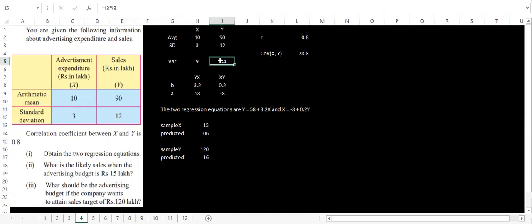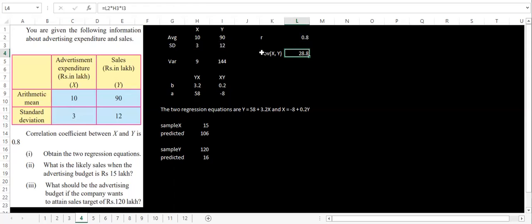And again recall that for R, the correlation coefficient, there's an alternate formula. It is the covariance of xy divided by the product of the two standard deviations. So to find the covariance, you take the product of both standard deviations along with the correlation coefficient, and you can calculate that it comes out to be 28.8.